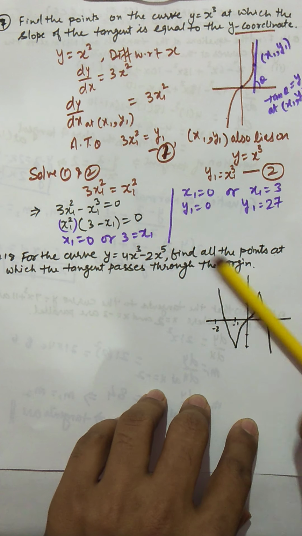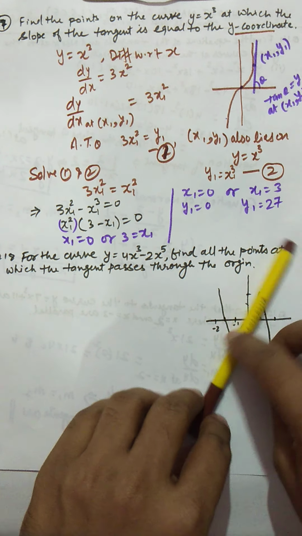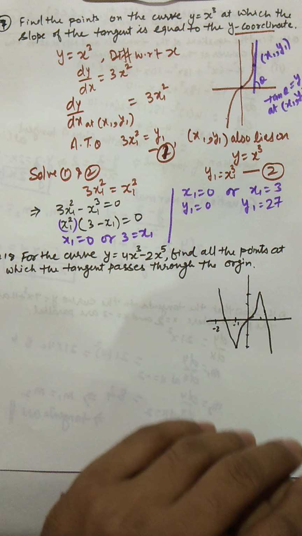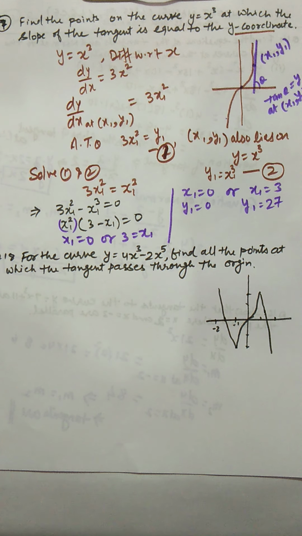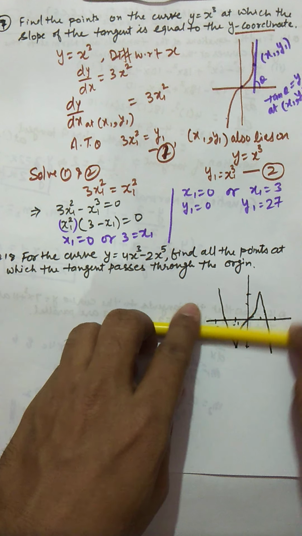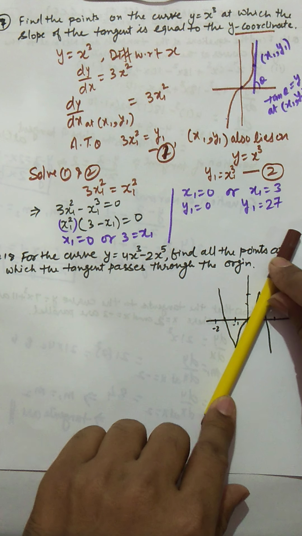So the tangent should not meet on this side and this side. So where should the tangent be drawn, at which point? It's really difficult without the calculations. So we'll do the calculation and see from which point the tangent is passing, and it's also passing through the origin.